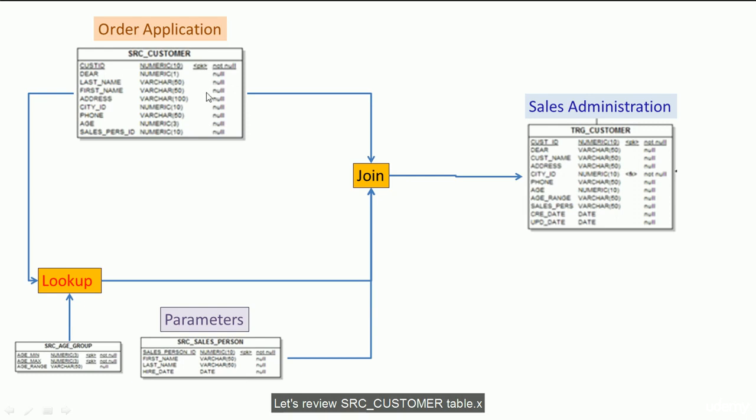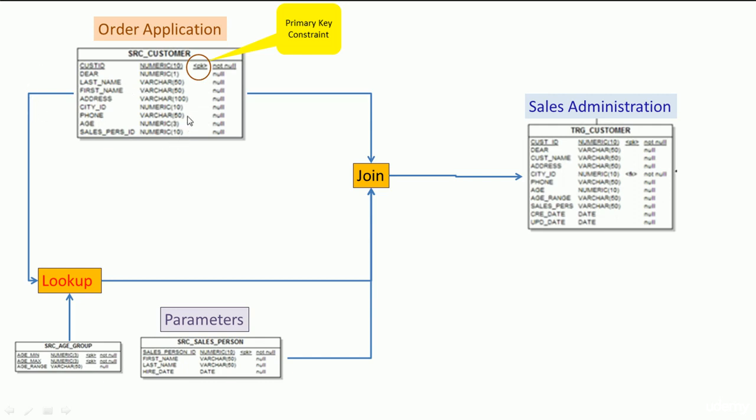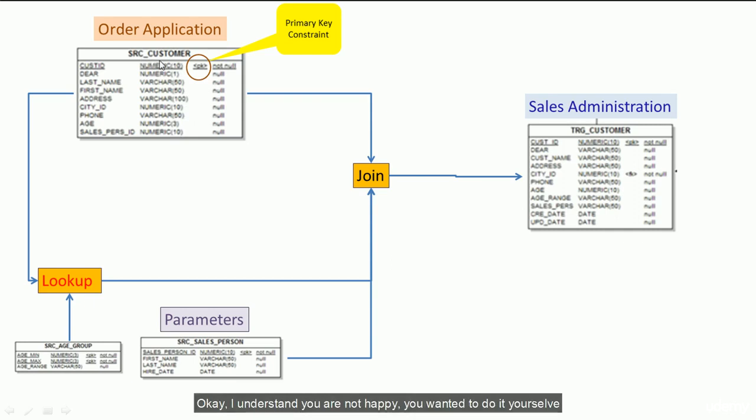Let's review the SRC_customer table. You will notice that cust ID is a primary key in this table. This constraint is already defined on the SRC_customer table in the order application database. There is good news for you that the primary key constraint already exists in the virtual machine. Okay, I understand you are not happy. You wanted to do it yourself.